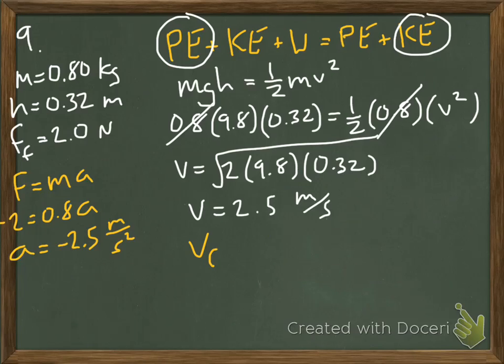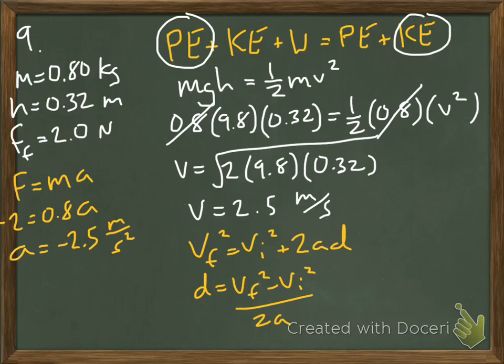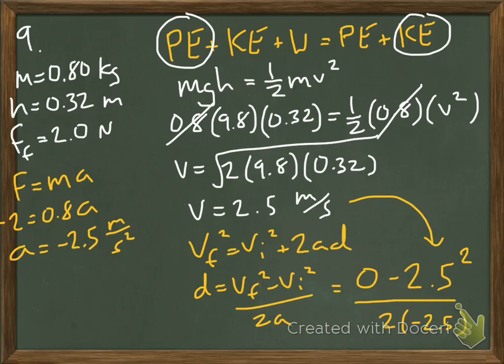So we can think back to our kinematics equations and think about which one will allow us to solve for the distance. It turns out this one right here is the one to use. I'm going to rearrange it solving for d. There's my velocity that I found, and then there's my acceleration that I found there at the bottom. And then your answer will be 1.3 meters.